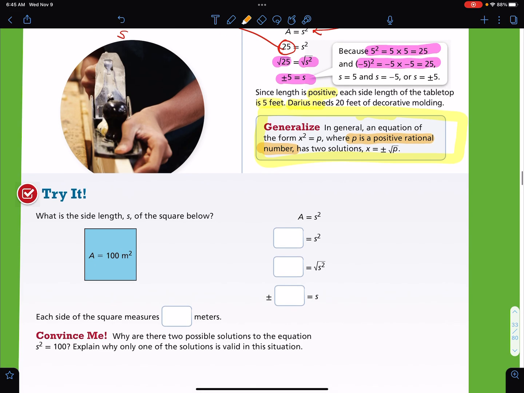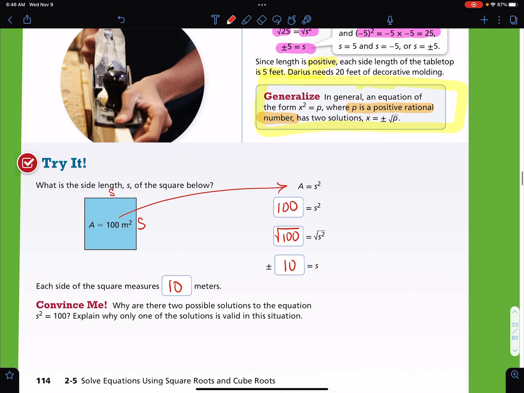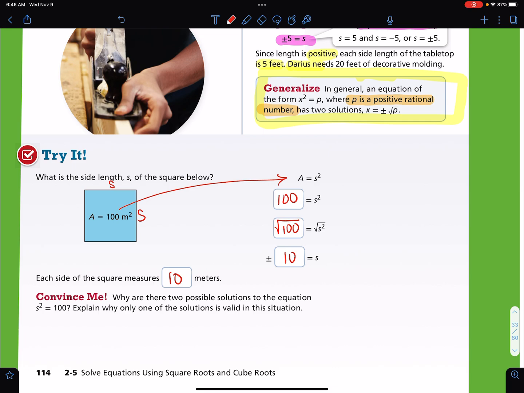We're going to hit pause. You guys are going to try this, and then you're going to come back. We should have discussed this in class, but same thing, A equals s squared. So now I can put that 100 in here. I'm going to take the square root of both sides as the inverse. 10 is the square root of 100, so each measures 10 meters. Why are there 2 possible solutions to the equation s squared equals 100? Explain why only one of the solutions is valid.